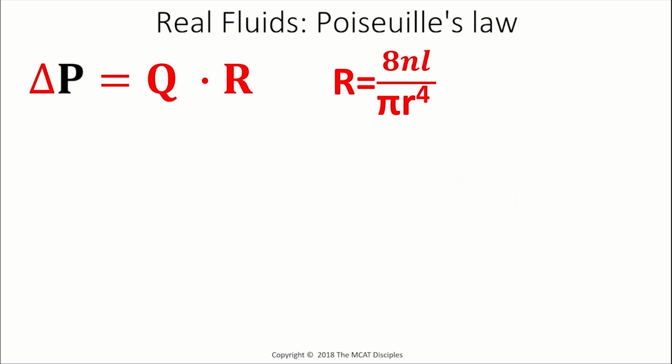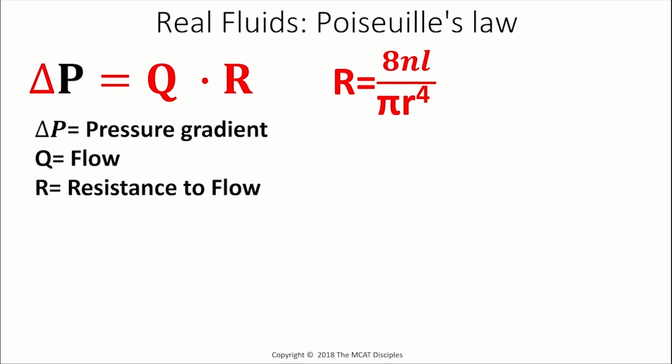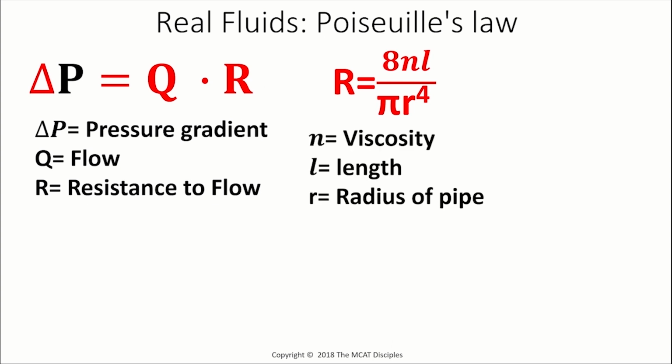Real fluids follow Poiseuille's law. Poiseuille's law just says that delta P, the pressure gradient, is equal to flow times resistance to flow, where resistance is 8 eta L over pi r to the 4th power. Delta P is the pressure gradient, or the difference in pressure. Q is the flow, R is the resistance to flow, eta is viscosity, L is the length of the pipe, and r is the radius of the pipe.